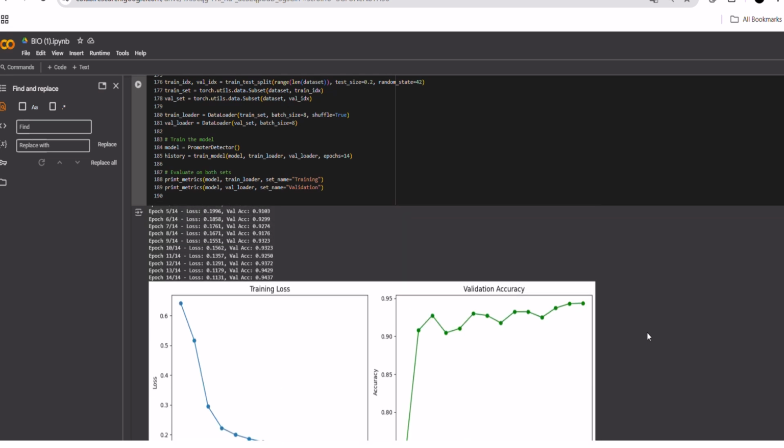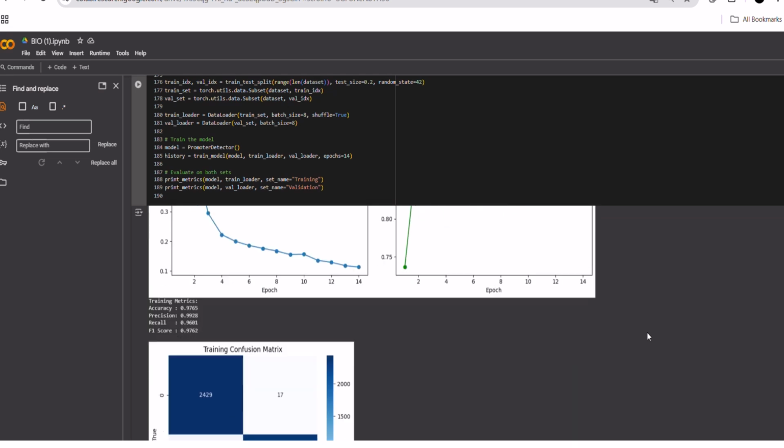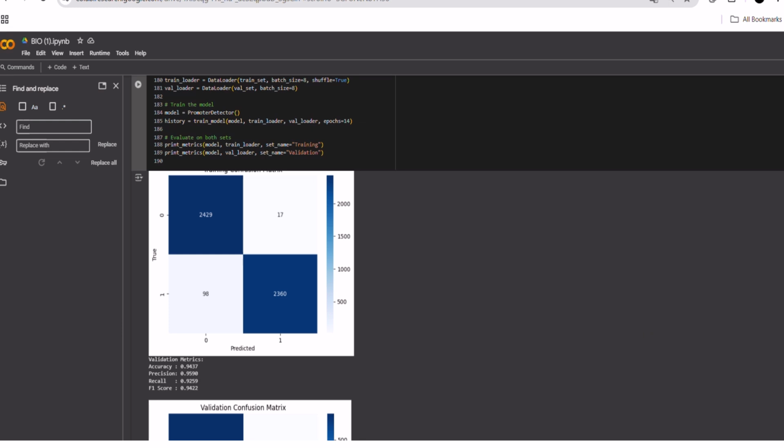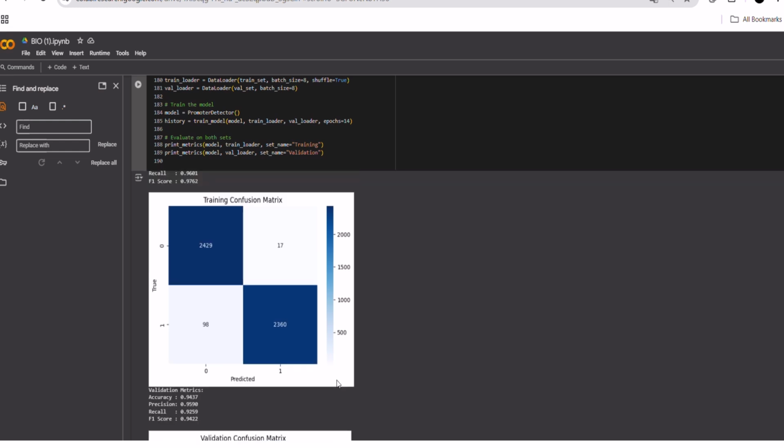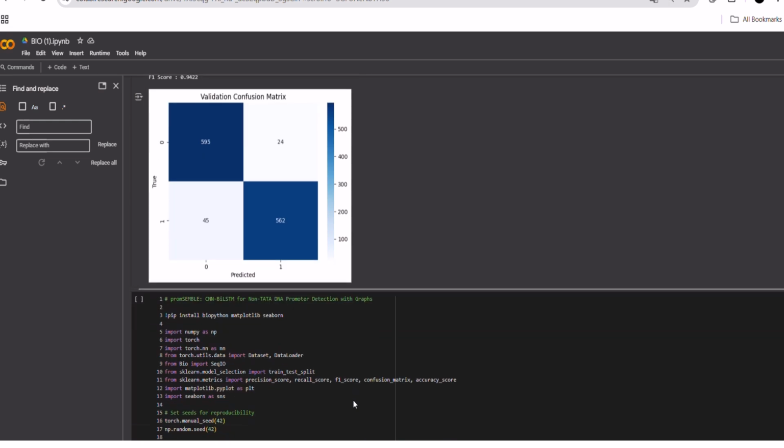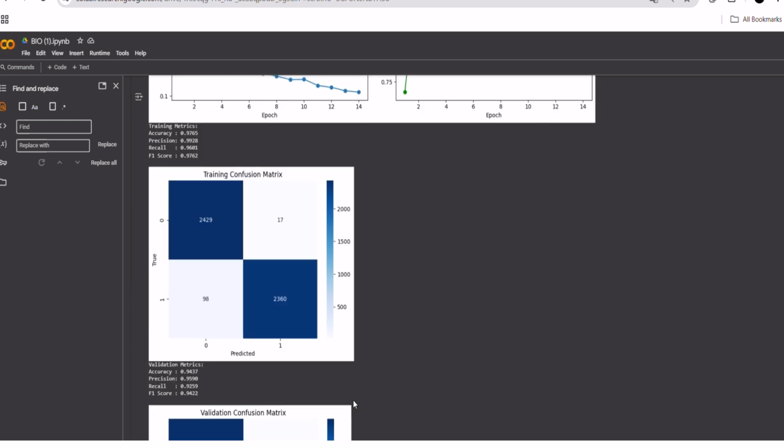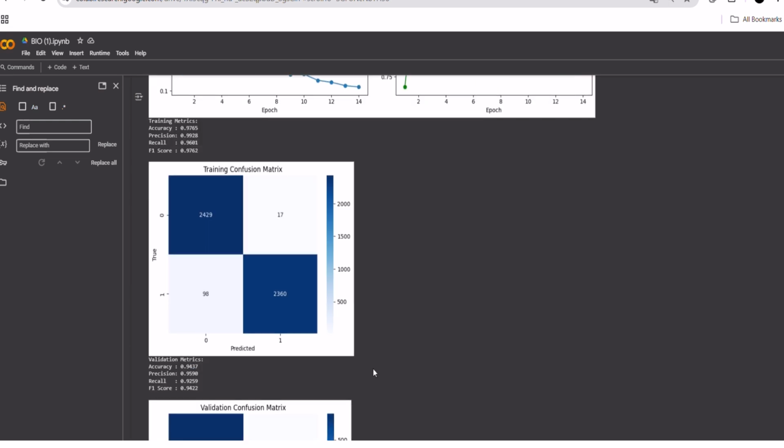The final validation accuracy is 0.9437. Monitoring the validation accuracy trend is important to prevent overfitting in future training. These are the confusion matrices for the same.